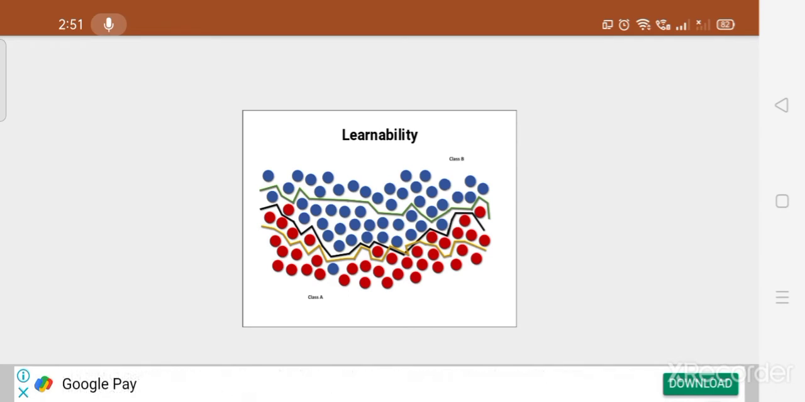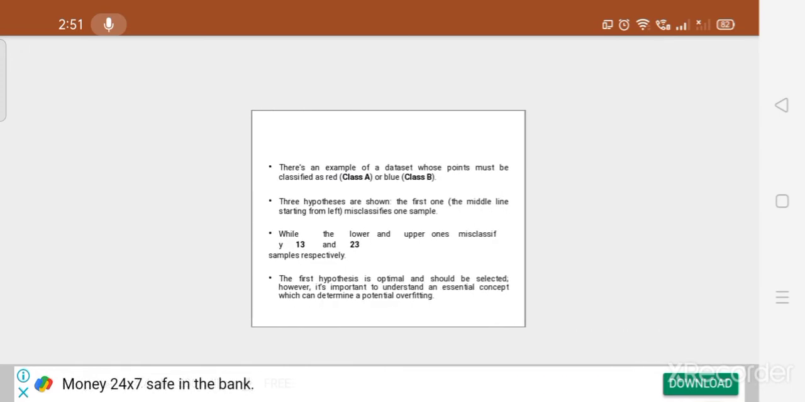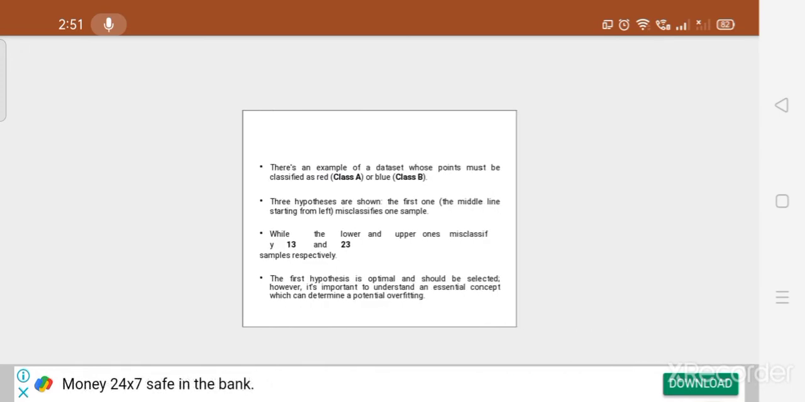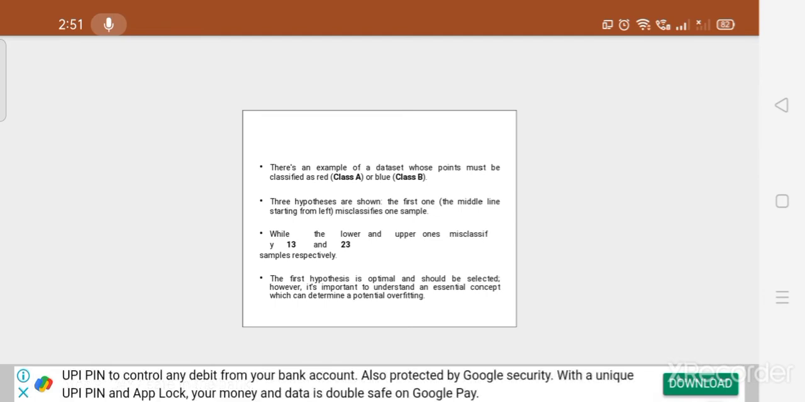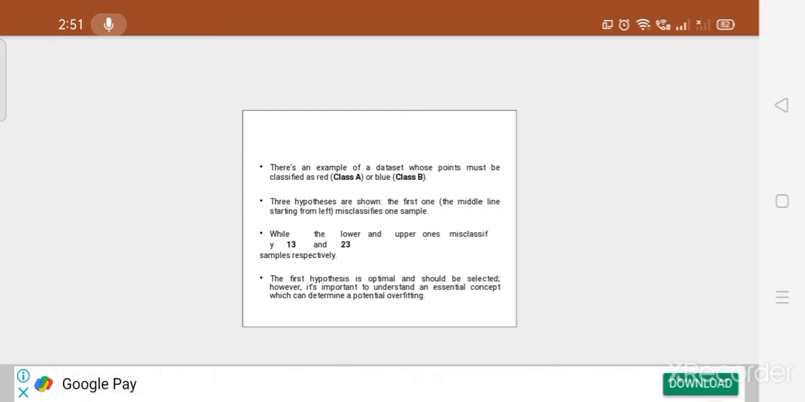Class A is shown with the red color data, and class B is shown with the blue color data. So this is an example of a data set whose points must be classified as red, class A, and blue, class B. Three hypotheses can be drawn from this.